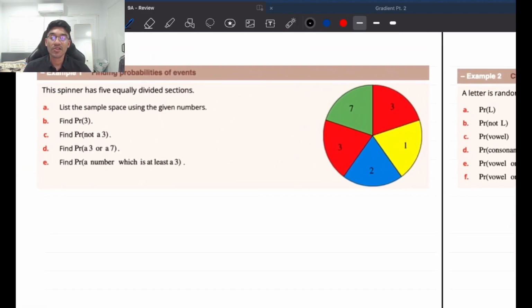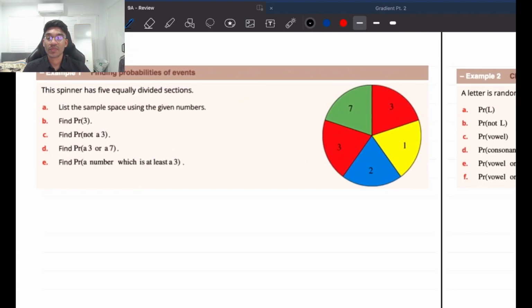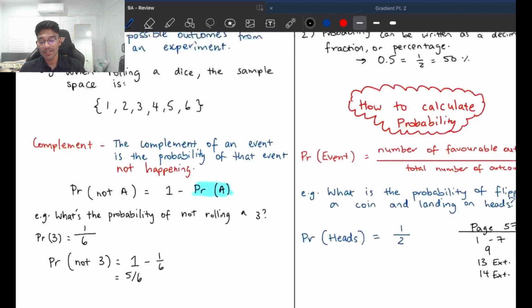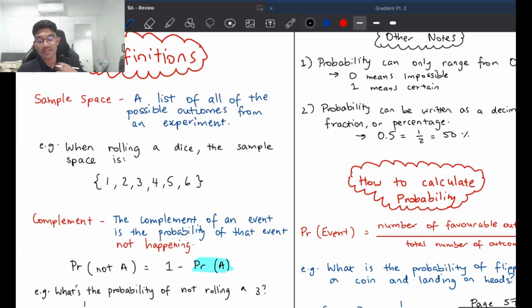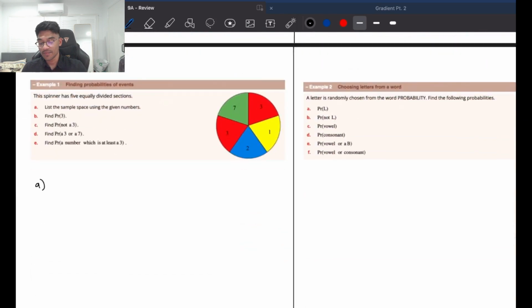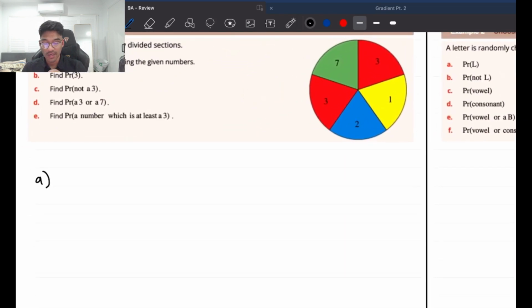So this is the first worked example, and here's what it says. The spinner has 5 equally divided sections. So we can see here we have a spinner. There's 5 options. We get 3, 1, 2, 3, or 7, and someone's just going to spin the wheel. Question A says list the sample space using the given numbers. So question A, if we look back at our notes, remember sample space means a list of all the possible outcomes. So let's think about the possible outcomes.